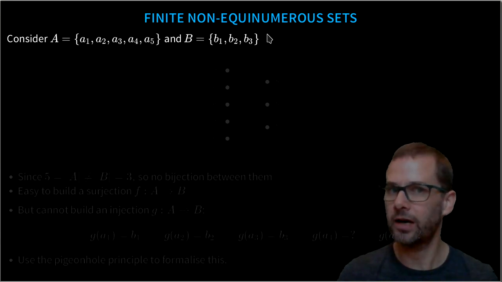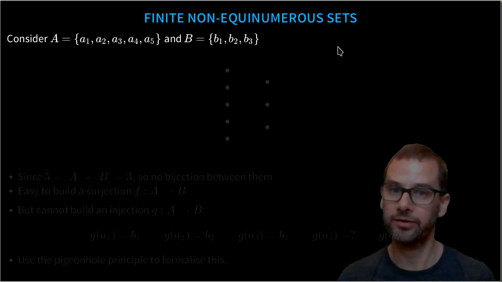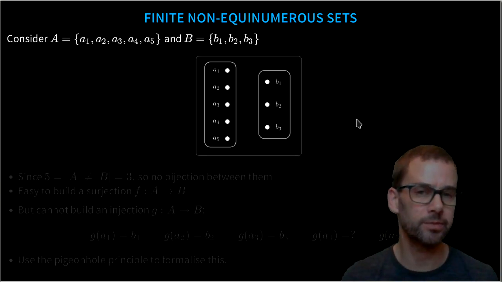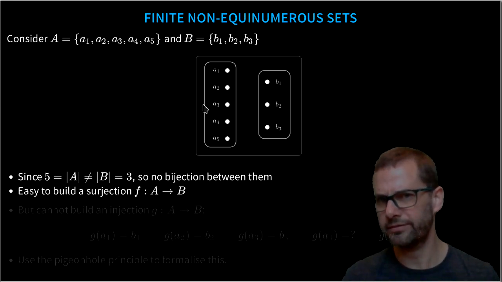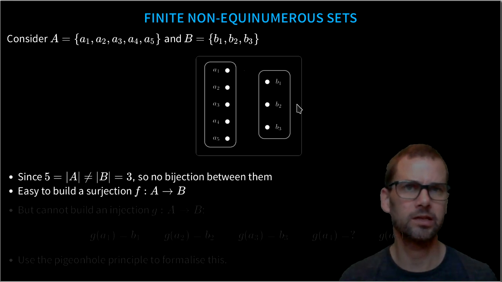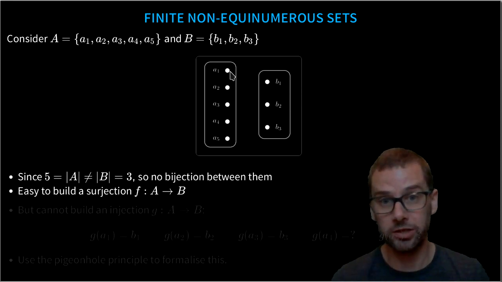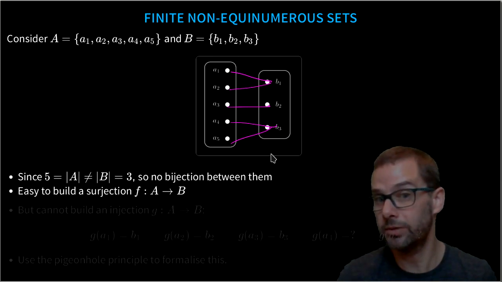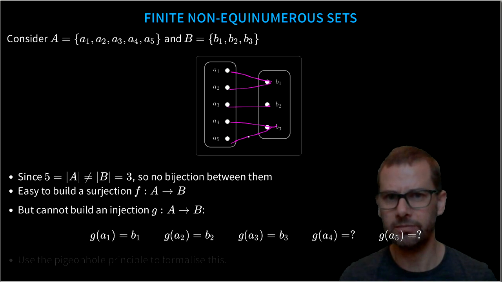Now, if we have finite sets that are not equinumerous, so for example, here's a set of 5 things and a set of 3 things, then, well, if we start to think about trying to construct functions between these sets, because there's 5 things here and 3 things here, it's pretty easy to see that we can't build a bijection between them. Now, it is easy to build a surjection. We can just wire up things like this so that everything here is hit by something, just like this. So it's easy to build a surjection, just like that, but not so easy to build an injection.